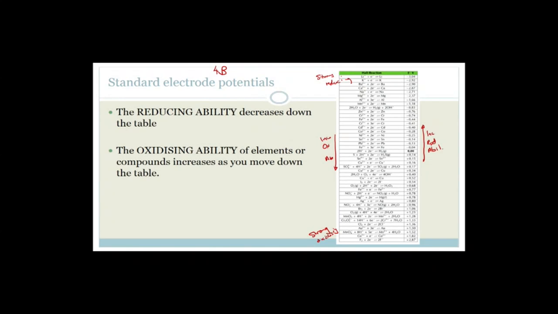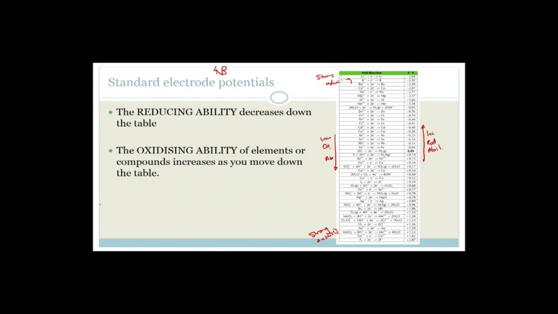Strong reducing. Not so much at the bottom. Strong reducing, strong oxidizing. And like I said to you, this is with respect to table 4B. If you're looking at table 4A, it's going to be the other way around. The nice thing for you guys is that on the formula sheet, your redox table actually has arrows. On table 4B it says increasing oxidizing ability, and then it has an arrow that goes up and says increasing reducing ability. How nice is that of them? They didn't have to do that. So the oxidizing ability of the compounds increases as you move down the table.